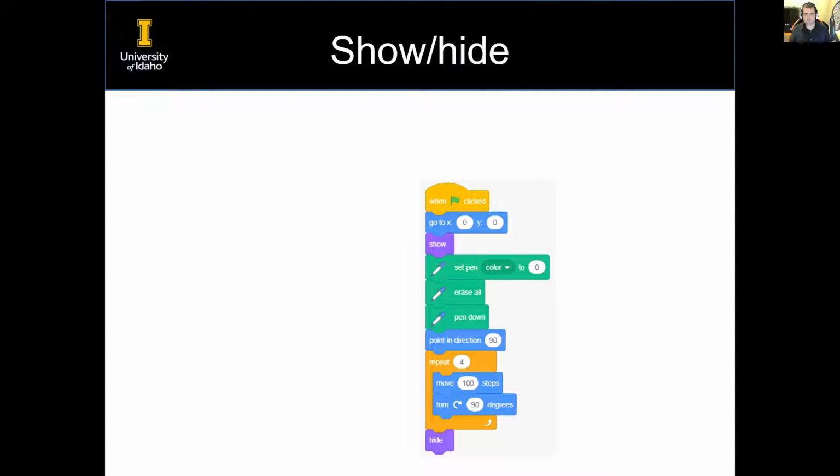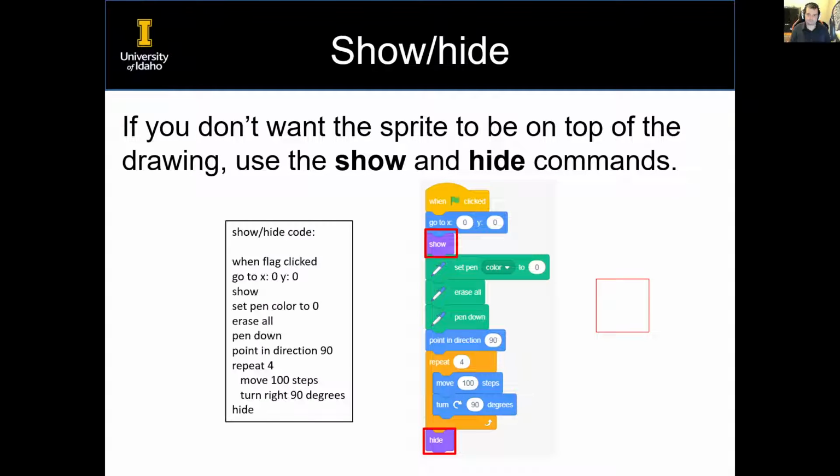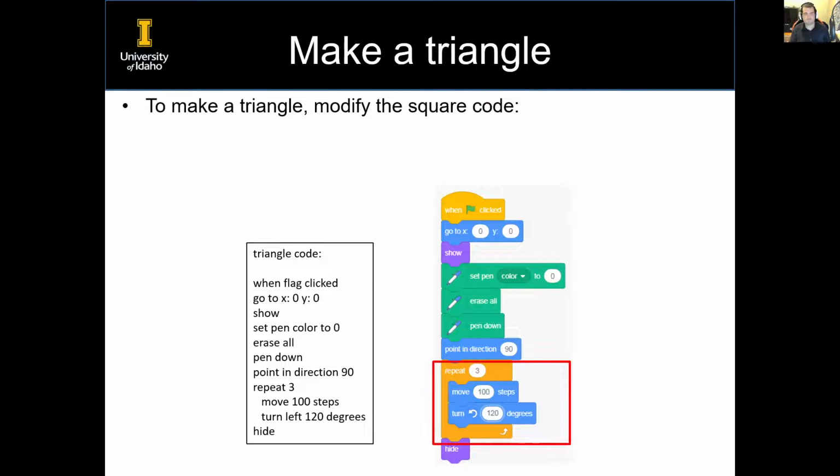So what we can use is the show and hide feature. Show makes things, well, show. And then hide makes things hide. And so it makes it so that we can actually see the action that's happening and then hide it so that whenever we're done, we can just see our nice, beautiful little square. All right. Now, let's go ahead and make a triangle.